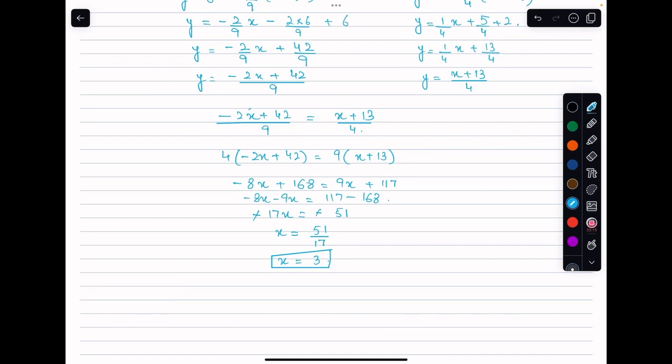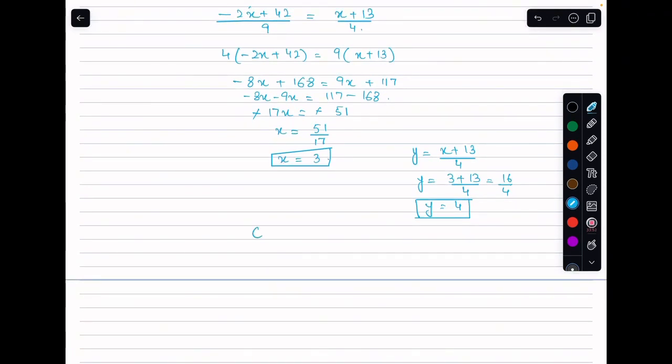To get the y value, I can substitute this x in any of the two y equations that we have. Let's say I substitute this in y equals (x plus 13) divided by 4. So I can say it's y equals (3 plus 13) divided by 4, and it's 16 by 4. Therefore, y equals 4. So this gives me the coordinates of C, which are (3, 4) here.